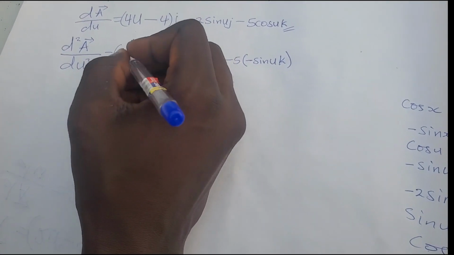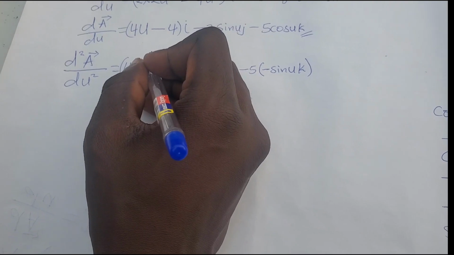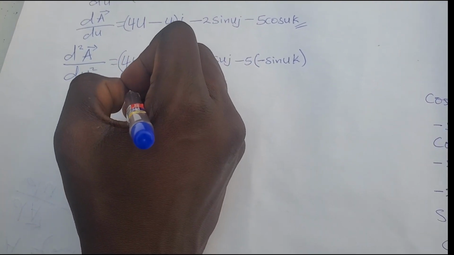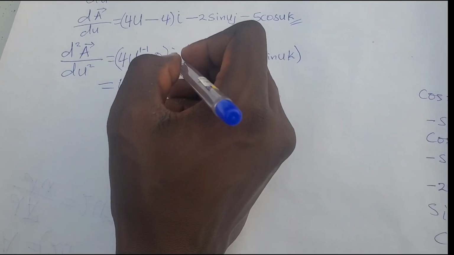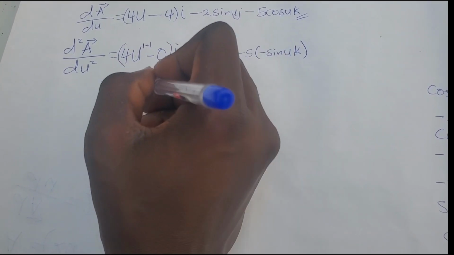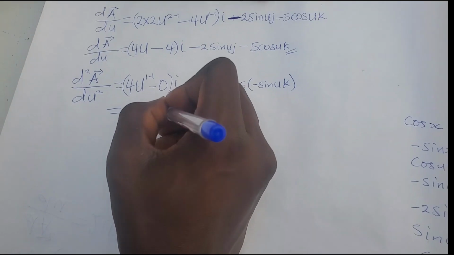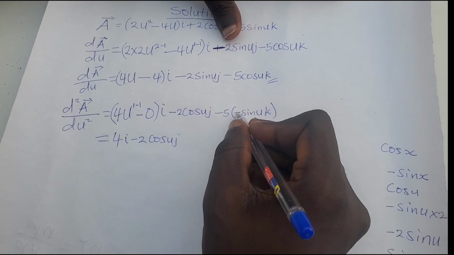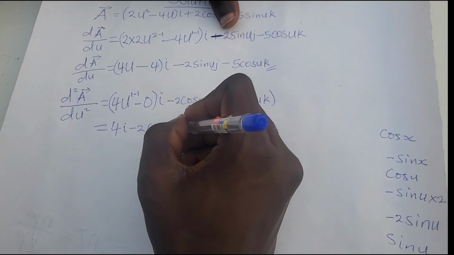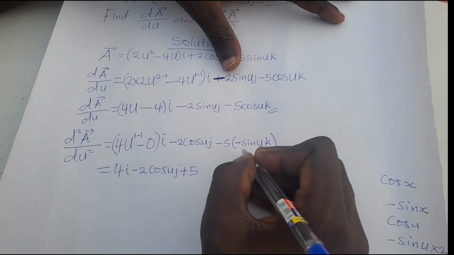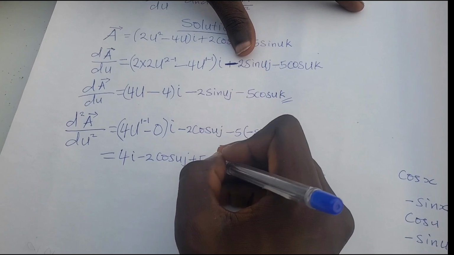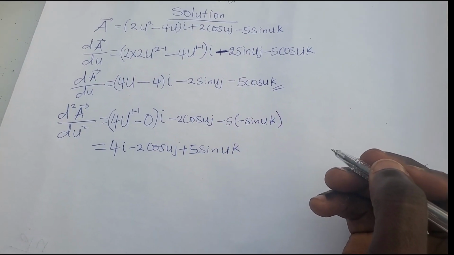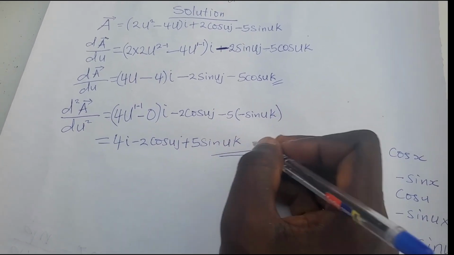Yes. So this will give me 4 u raised to the power of 1 minus 1. It will give you u raised to the power of 0, and u raised to the power of 0 will give you 1. 1 times 4 will still give you 4. So this is 0. Let me leave that. So it will be 4i minus 2 cos uj. But in this place, this is minus 5. If you use it to multiply this, minus times minus will give me what? Plus 5. So I will now write it plus 5 sine uk. So that is our final answer to that.